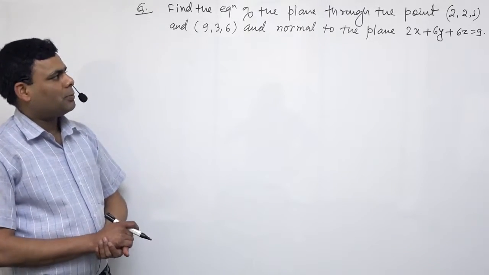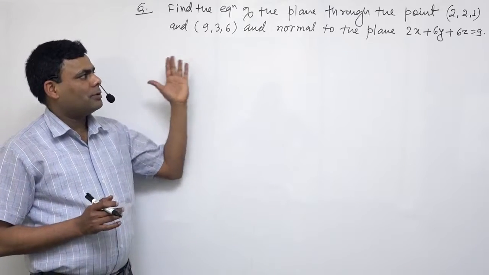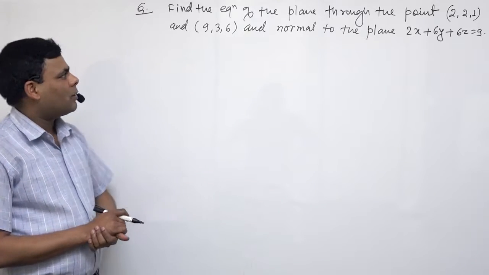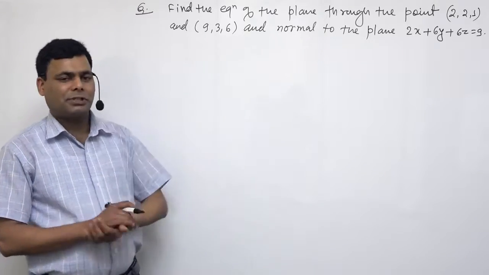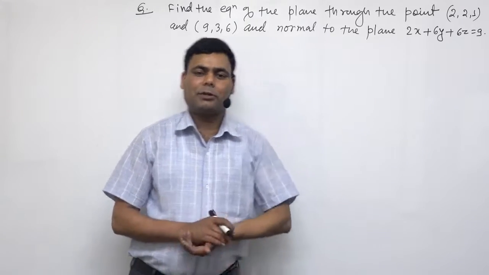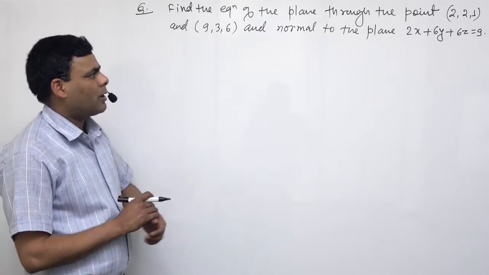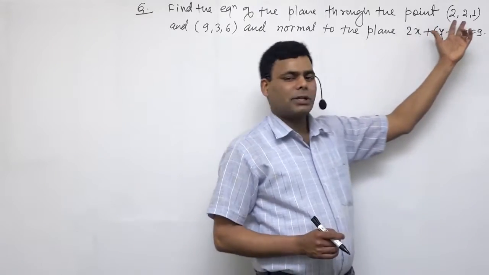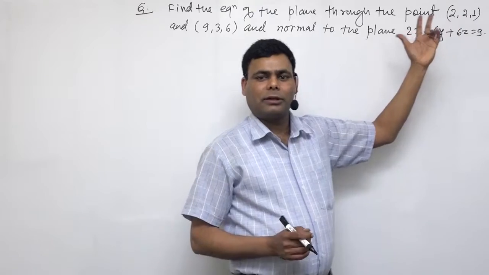अब हामीले के निकाल्नु पर्यो भने यस्तो प्लेनको इक्वेसन निकालौं जुन 2, 2, 1 र 9, 3, 6 बाट पास हुन्छ र त्यो प्लेन यो अर्को प्लेनसँग परपेन्डिकुलर हुन्छ. अब यसका लागि first of all we have to find the equation of the plane which passes through the point 2, 2, 1.